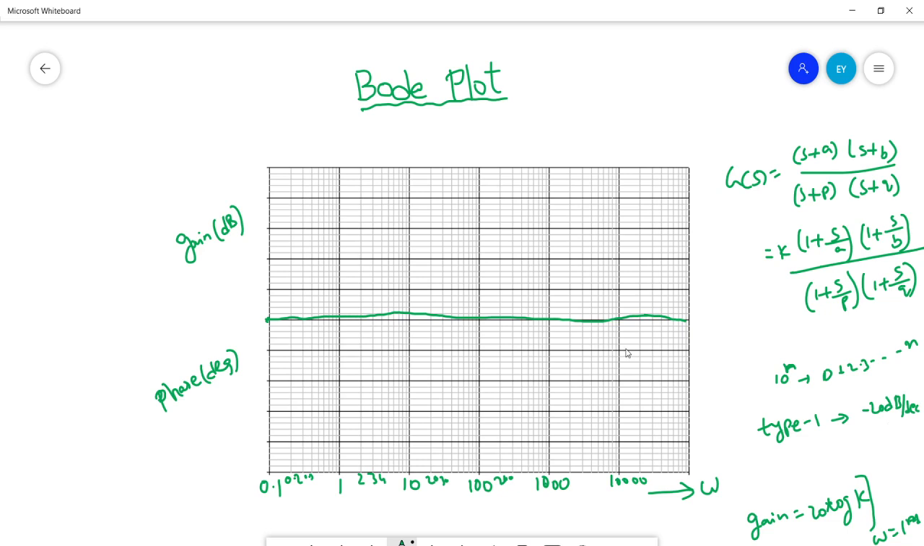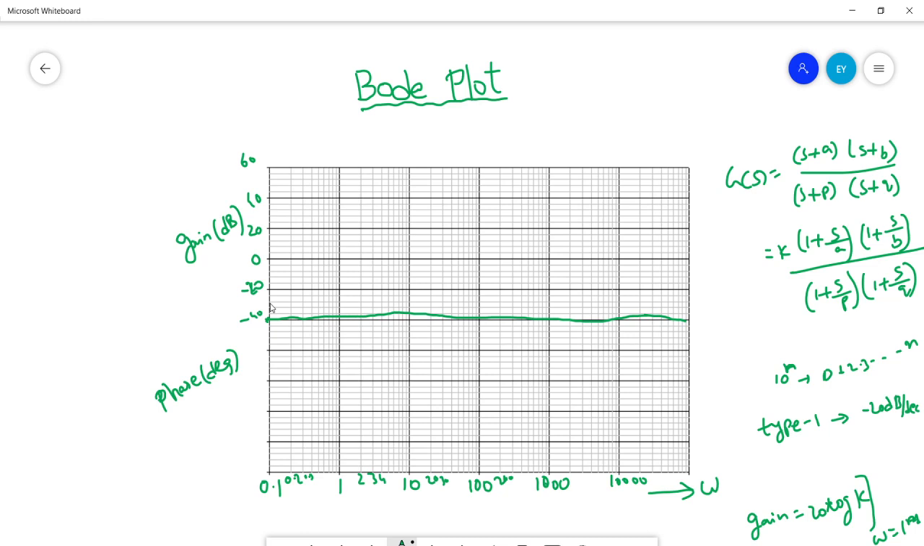For this, I will take 0 dB. Each horizontal line I can take as 20 dB: 20, 40, 60 dB, and on the negative scale minus 20, minus 40, etc. You can shift the scale based on the transfer function you have. If you have more poles, you can shift the scale a little up so that you get positive 40 and negative 60. Once we start solving numerical problems, you will understand how to select the scale.